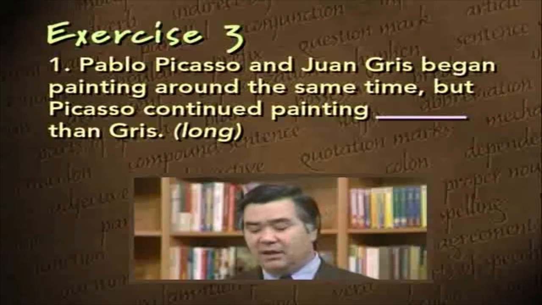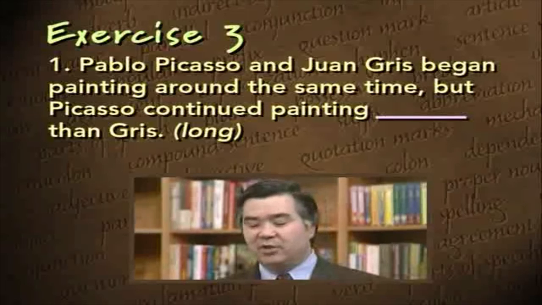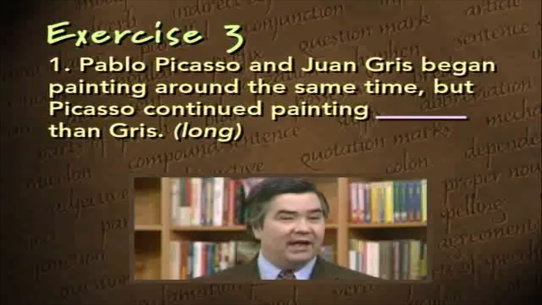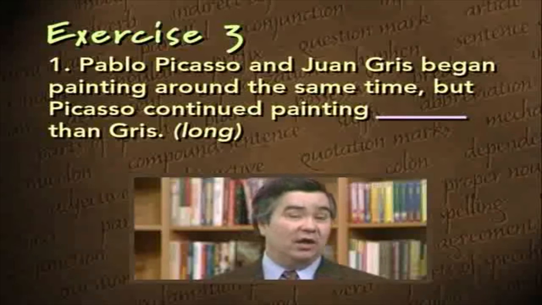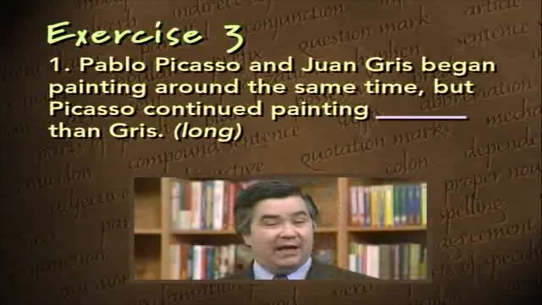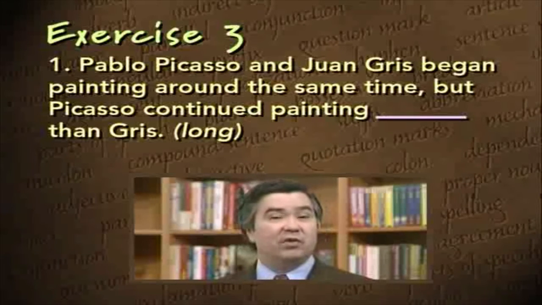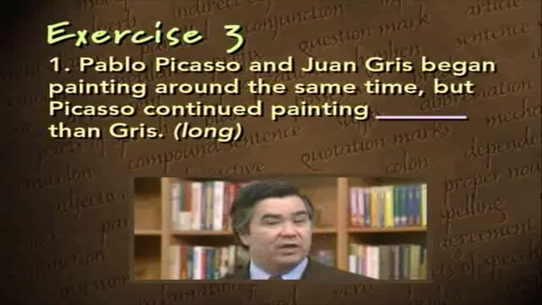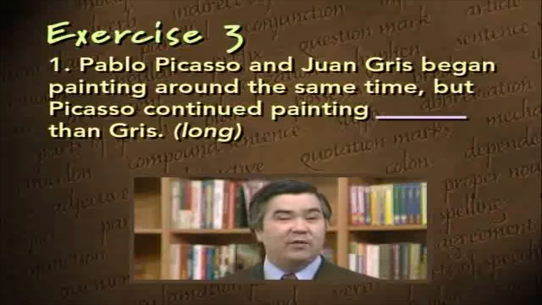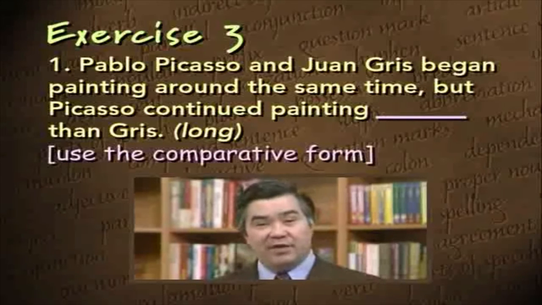First example. Pablo Picasso and Juan Gris began painting around the same time, but Picasso continued painting blank, then Gris. And the positive form of the adverb that we want appears at the end, long. So the first question is, do we want the comparative or superlative form of the adverb? And as you know, the distinction between comparative and superlative is based on whether we're comparing two things or more than two. Well, in this sentence, it's clear only two things are being compared, Picasso and Juan Gris. And therefore, the comparative form of the adverb would be correct, rather than the superlative.